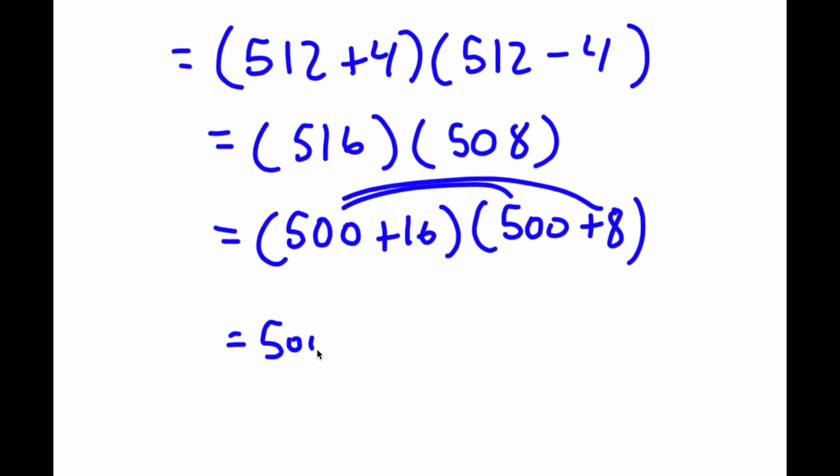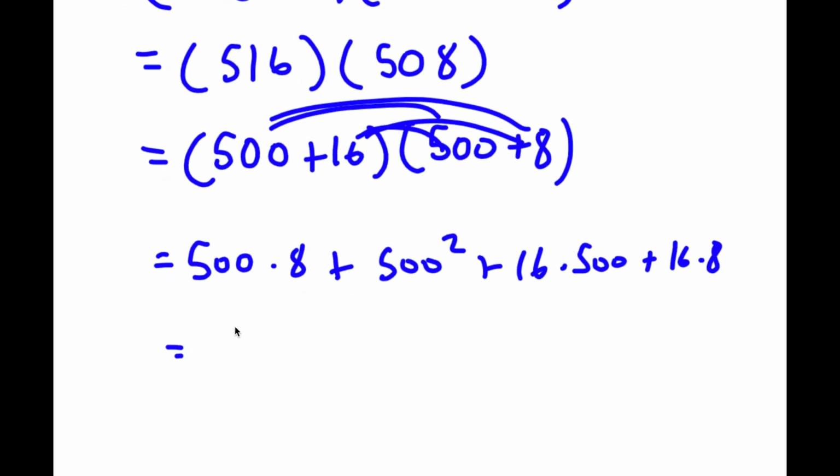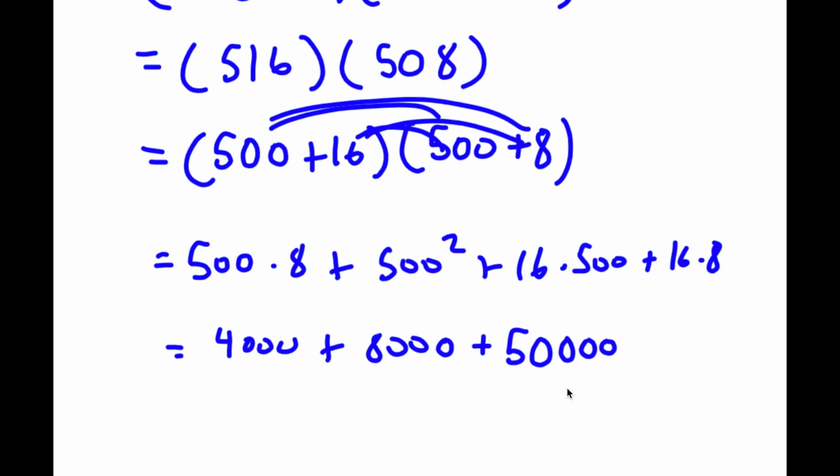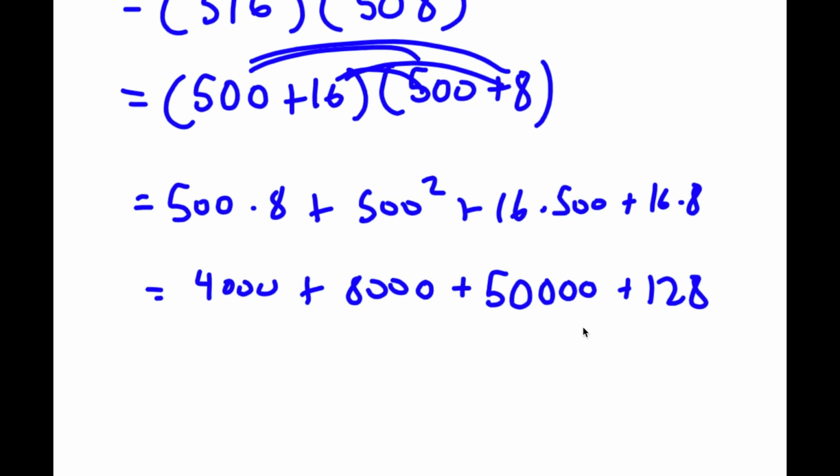So I get 500 times 8 plus 500 squared. Now I'm going to distribute the 16, so I get 16 times 500 plus 16 times 8. Now let's go ahead and simplify this. 500 times 8 is 4,000. 16 times 500 is 8,000. Now 500 squared is going to be 250,000. And 16 times 8 is simply equal to 128.